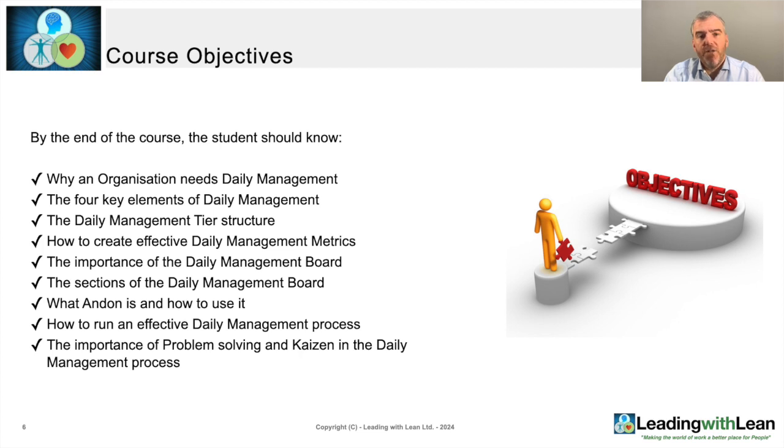We try in every one of our courses in the Leading with Lean Academy to show you how deploying lean across an organisation is systematic. It's a system. It's not about the individual tools and methods. And problem solving and Kaizen are inextricably linked to daily management. We need to make sure that we fully understand how they work together.